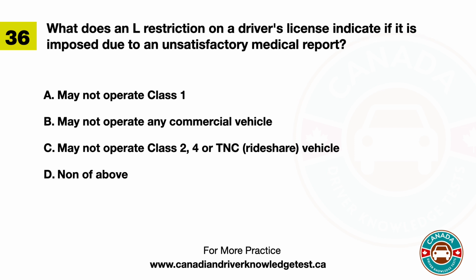Question 36. What does an L restriction on a driver's license indicate if it is imposed due to an unsatisfactory medical report? A. May not operate Class 1. B. May not operate any commercial vehicle. C. May not operate Class 2, 4 or TNC, rideshare, vehicle. D. None of above. The answer is C. May not operate Class 2, 4 or TNC, rideshare, vehicle.